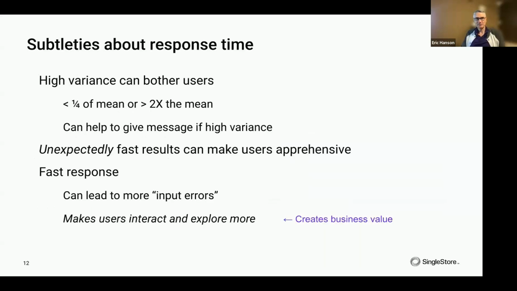Some more subtleties about response time are that high variance can bother users, like less than a quarter of the mean or greater than 2 times the mean. So it can help to give a message if you're going to have high variance. Unintuitively, I would say, unexpectedly fast results can make users apprehensive until they get used to it. Then they'll be okay with it.